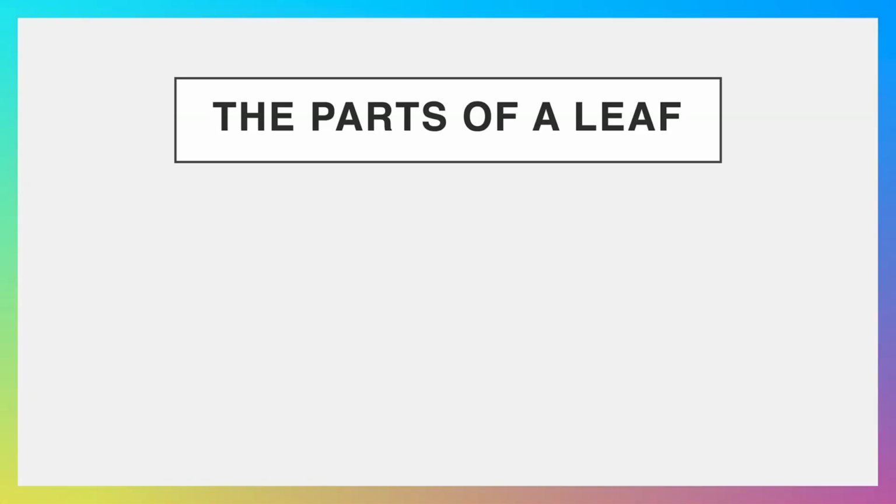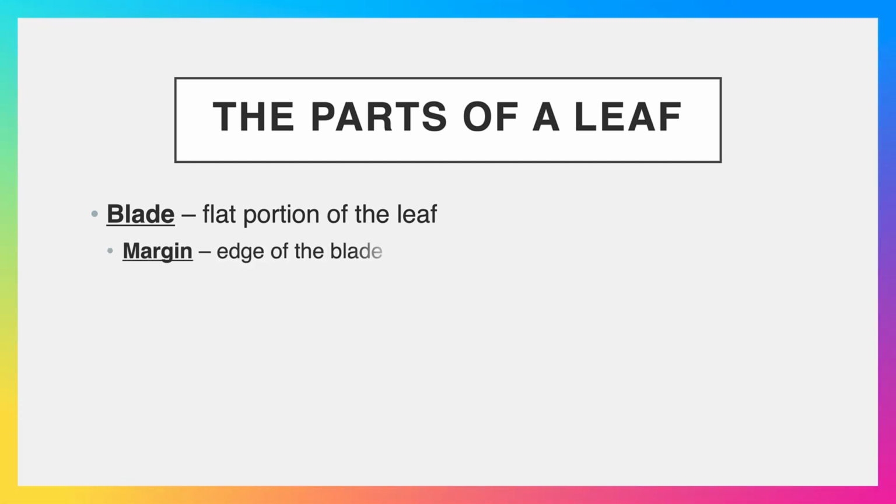So what are the parts of a leaf? One part is called the blade. The blade is the flat portion of the leaf that most people see as a green projection from the stem. The edge of the leaf, or the edge of the blade, is called the margin. And inside that blade is generally veins, and these veins are pipelines that carry food and water to and from the leaf.